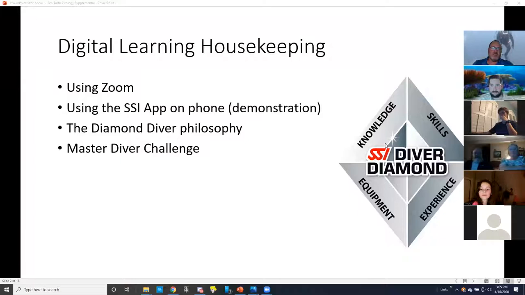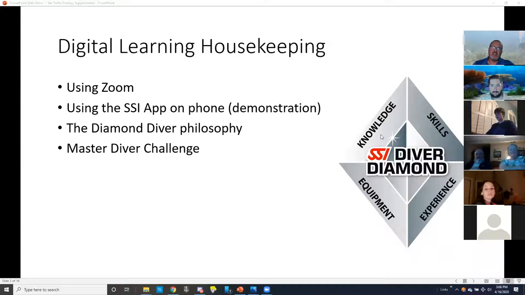And then equipment, right? SSI also promotes the ownership of equipment so that you can become very familiar with what you're using so that when you get in the water, you're not having issues with equipment. And they go into detail about life support equipment, snorkeling equipment, wetsuit equipment. That doesn't really belong in this class, but this is basically the elements of creating an experienced diver, right?